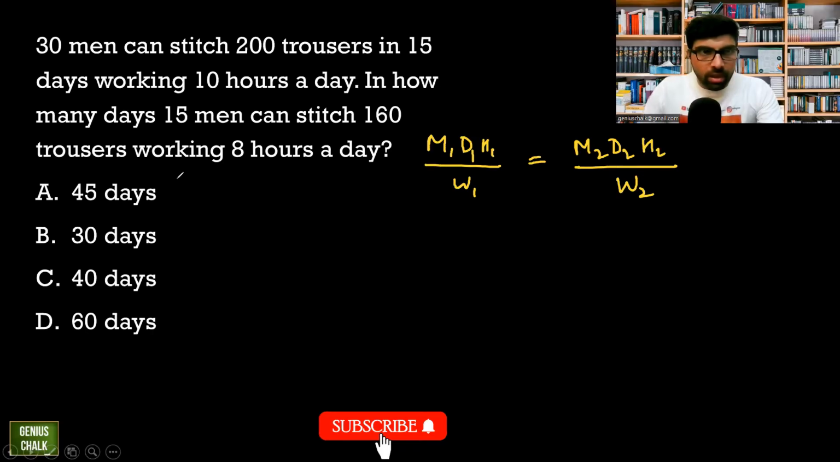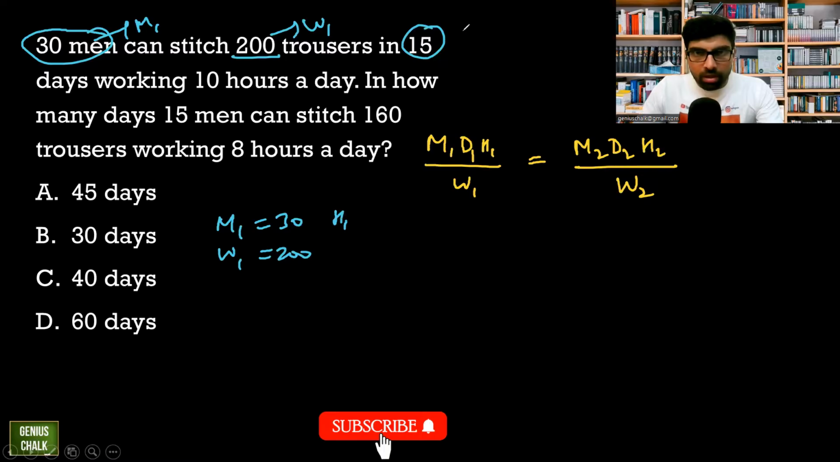So how many men are there? M1 is 30. 200 trousers is their work, so this is W1. W1 is 200. 15 days, so D1 is 15. It is D1, not H1, because it is days. Then H1 is 10 hours. So H1 is 10.